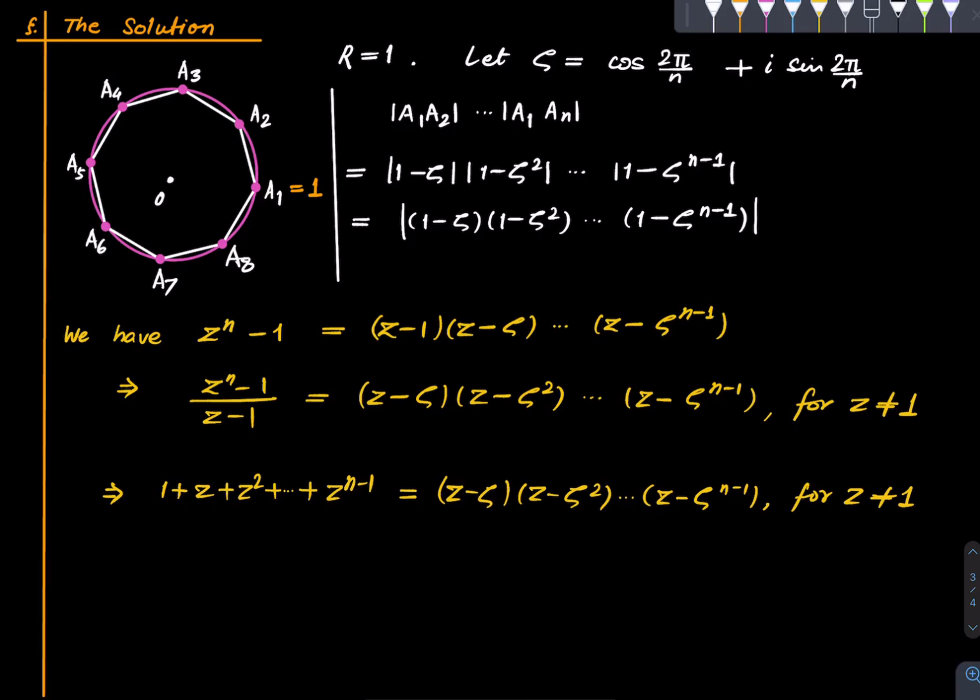So the left hand side is a polynomial, the right hand side is a polynomial, and they agree on an infinite set. This set is infinite, right? All complex numbers other than 1 form an infinite set. So they should be equal everywhere, not just in this infinite set, but everywhere. That is what we concluded earlier. So in fact, we get that this is true for all complex numbers.